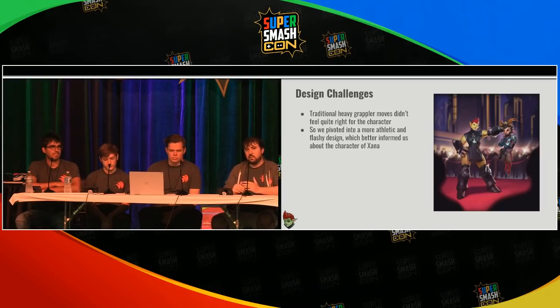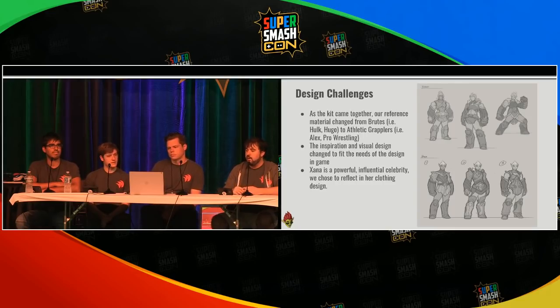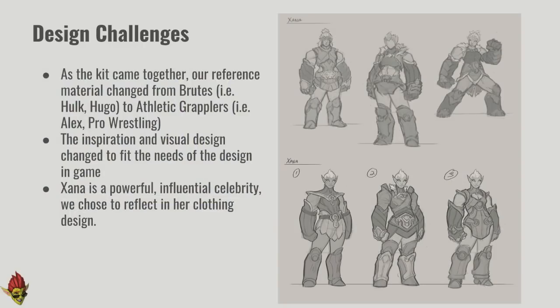So as we're building this out, the kit started to really come together, and it was proving out that it was not. We had been using reference for characters like Hulk and Hugo and Zangief, these big hulking brawlers, and we started to transition more into athletic points of reference, stuff like Alex, stuff like pro wrestling, these guys who are still exuding strength and confidence, but are more about quick athletic motions.